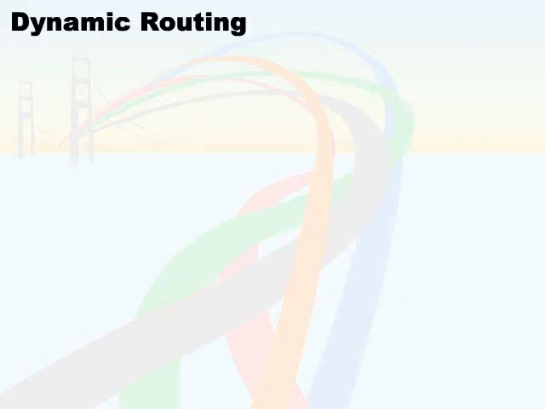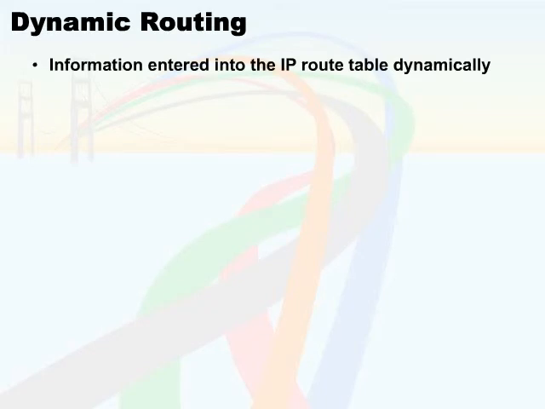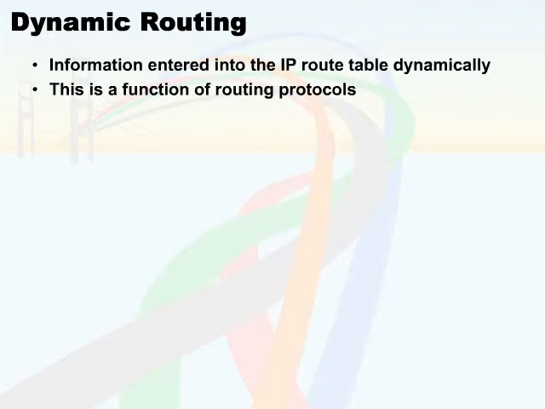Of course, that leads us right into dynamic routing, because dynamic routing allows me to get information into the IP route table dynamically or automatically, giving the information to IP so that it can make the appropriate path determination decisions. Now, this is solely a function of routing protocols. Routing protocols like OSPF, RIP, and EIGRP are good examples of protocols that exchange this type of data.